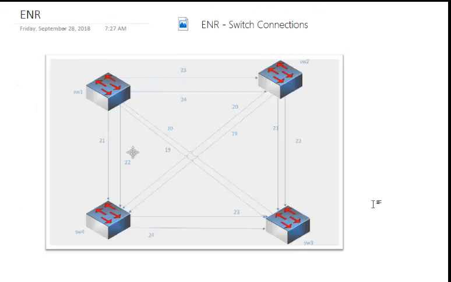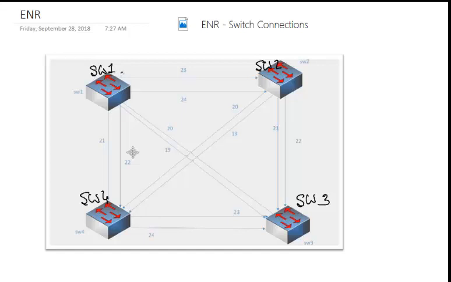As I said, there are 4 switches. You see these numbers 19, 20, 21, 22, 23, 24. This means on switch 1, you see these numbers here. This means, take a pen here. This is switch 1. This is switch 2. Switch 3. This is switch 4.